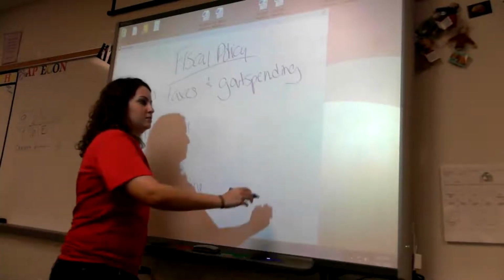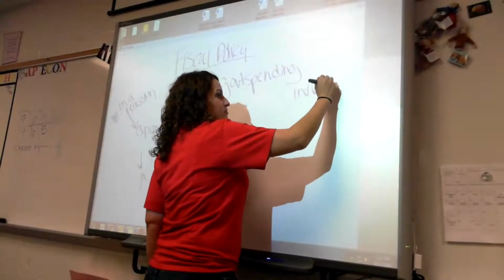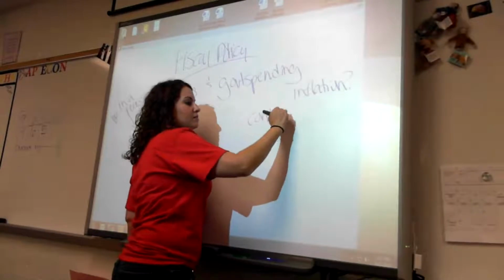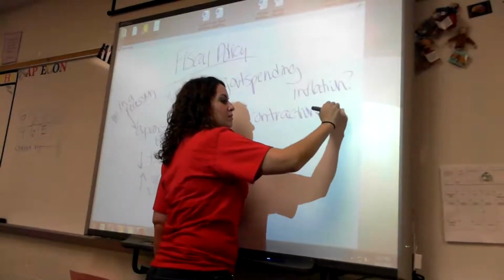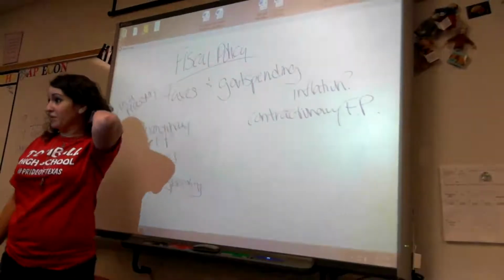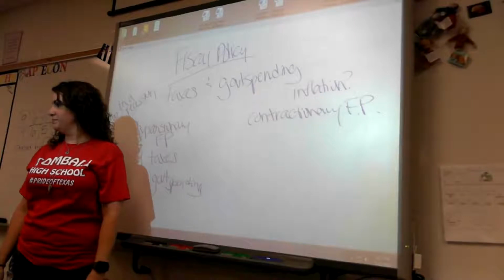Well, you're not always going to have a recessionary gap. You're going to have an inflationary gap. Inflation? Let's solve that with some contractionary fiscal policy. We should probably start doing that now. Unemployment, what's the actual range of unemployment? 4 to 6.